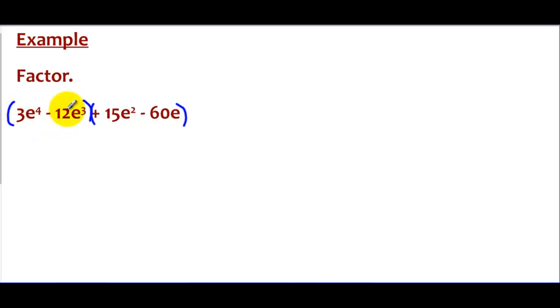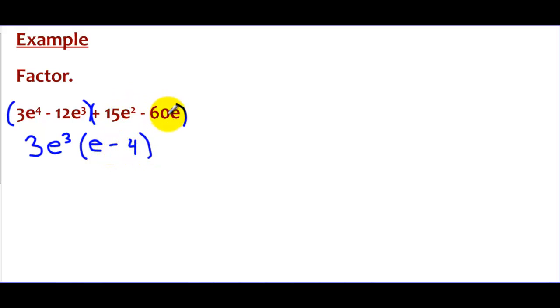In this first group, I'm going to say, well, 3e to the 4th and 12e to the 3rd. The 3 and the 12 have a 3 in common, and it looks like there are 3 e's in common, so I can say e to the 3rd. That's the GCF, 3e to the 3rd. To turn 3e to the 3rd into e to the 4th, that's 1e. And to turn 3e to the 3rd into 12e to the 3rd, that's just times 4.